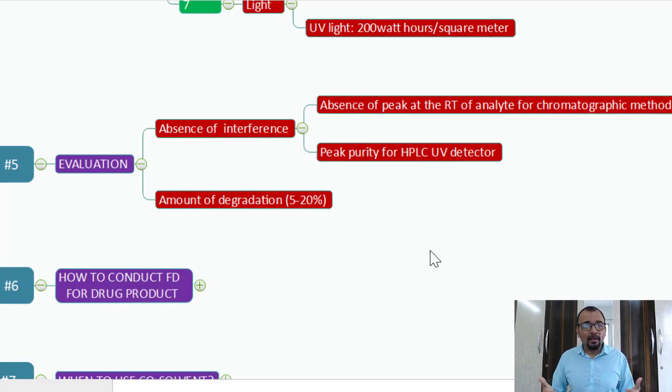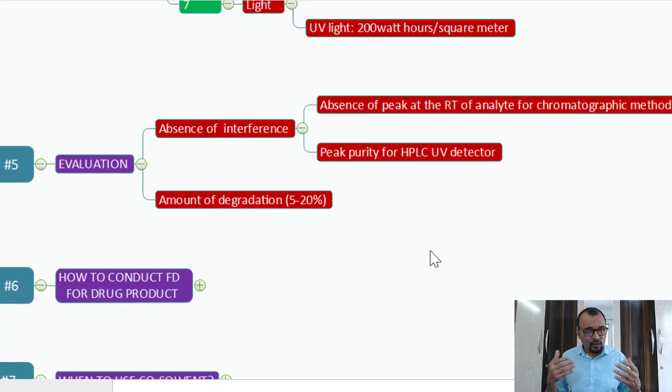So if your paracetamol peak elutes at 5 minutes, and during all the degradation conditions that we discussed now, there is no peak eluting at 5 minutes, that means at the retention time of paracetamol, then you can say that yes, my method is specific for all these conditions. Then the peak purity is also possible in case you are using HPLC and UV detection technique.